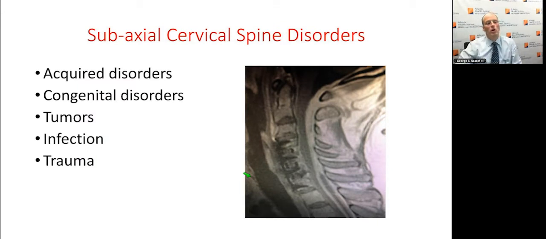So today I'm going to talk primarily about subaxial disorders, and when I say subaxial, I mean below C1, C2. The vast majority of this discussion today is going to be centered around acquired disorders. I will show a couple slides of a congenital disorder. I'm going to skip tumors. I will talk about 1 or 2 slides of infection and a couple trauma scenarios.